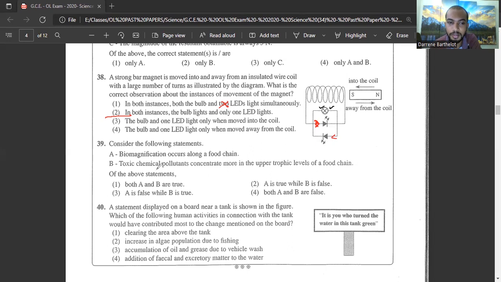Biomagnification is explained in the second statement. So both statements are correct. The answer should be the first one.